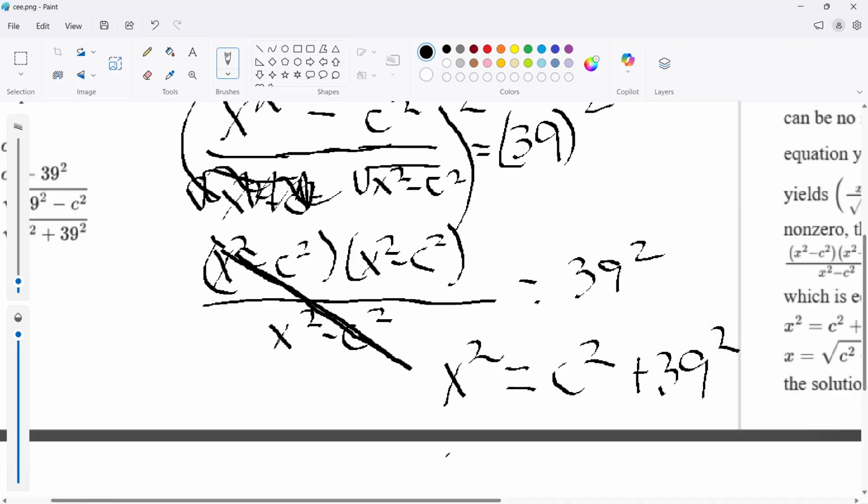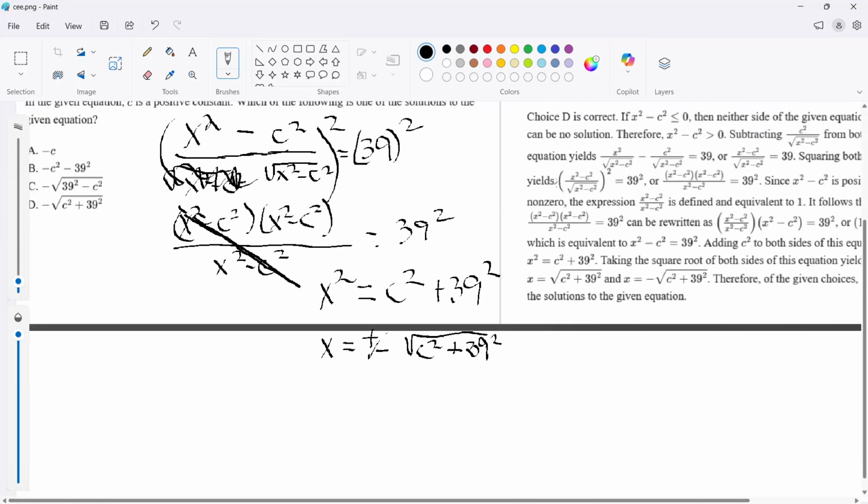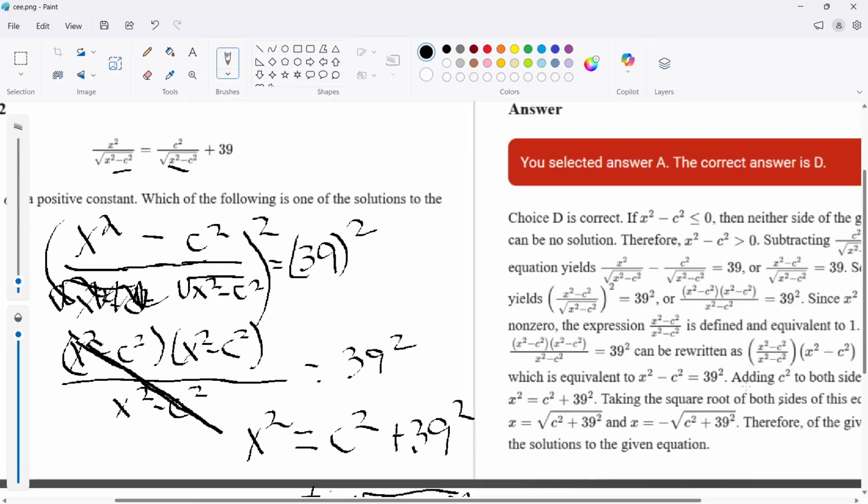And then I take the square root of both sides. x equals plus or minus square root of c squared plus 39 squared. And that is answer D, negative. It gives me the negative one. It's the square root of c squared plus 39 squared. So that is the way to do it by hand.